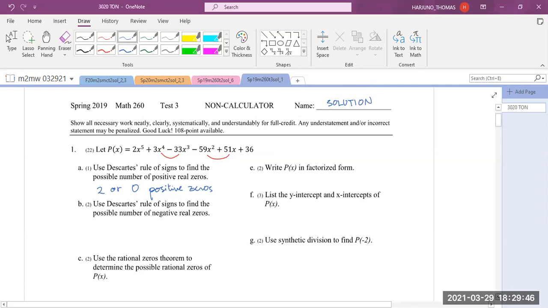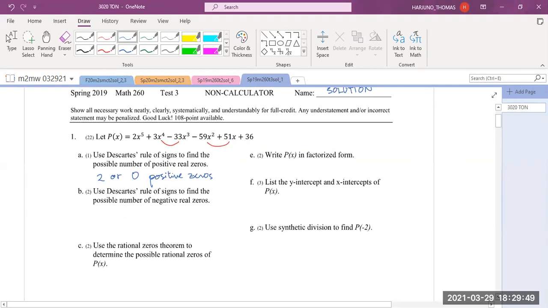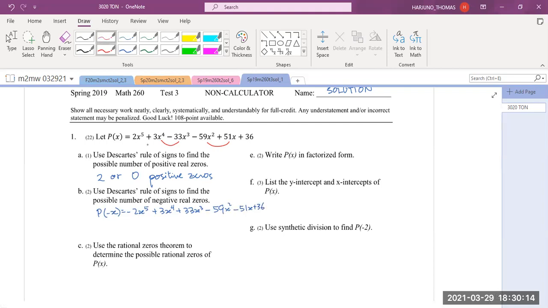Okay, part B. Use Descartes' rule of signs to find the possible number of negative zeros. So I need to find p of negative x first. That is negative 2x to the 5th plus 3x to the 4th plus 33x cubed minus 59x squared minus 51x plus 36. How many times does the sign change? 1, 2, 3. So there are 3 or 1 negative zeros.